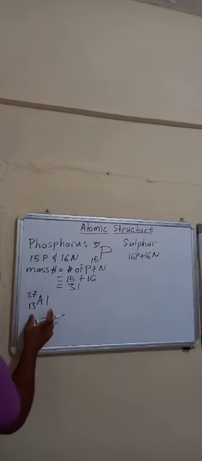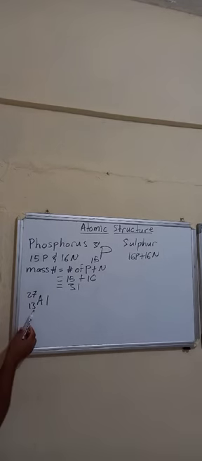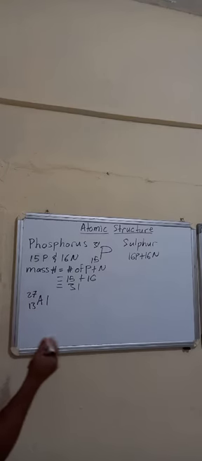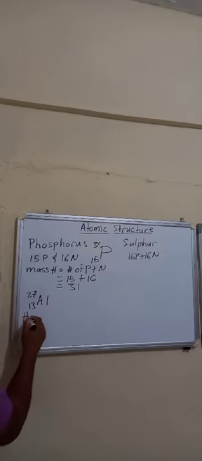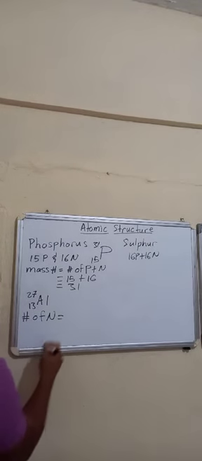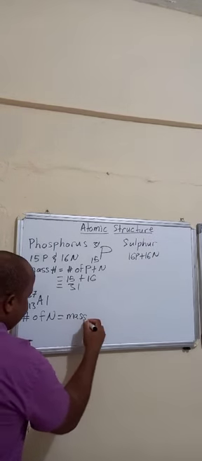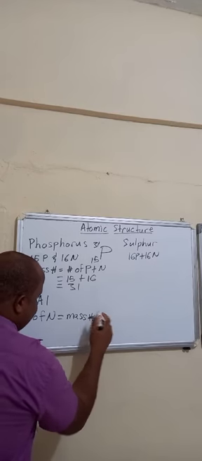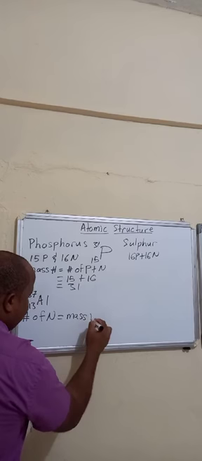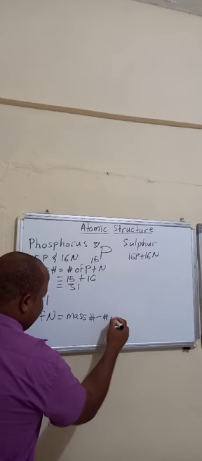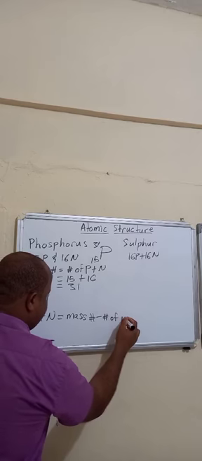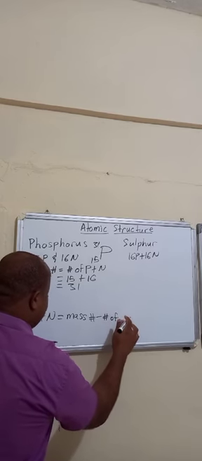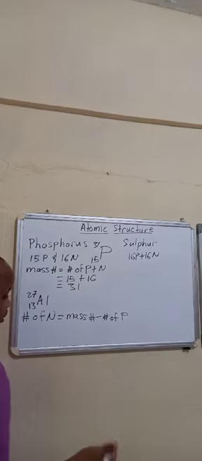Let's take a look at aluminum. Here, I give the atomic number and the mass number. So if I want to calculate the number of neutrons, it would be the mass number minus the number of protons. Alright? So the number of neutrons is the mass number minus the number of protons, which is the same as the atomic number.